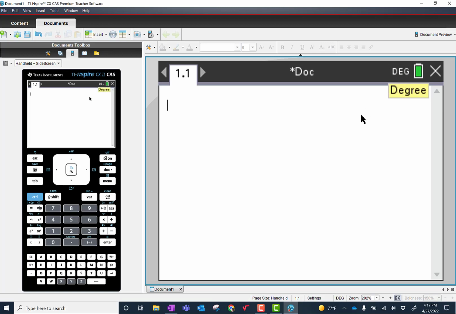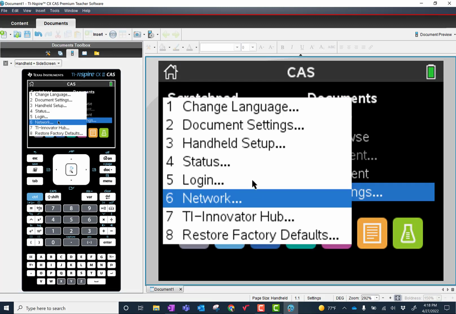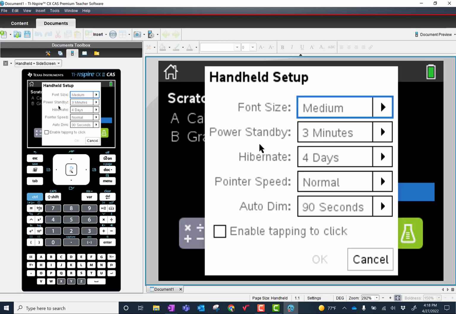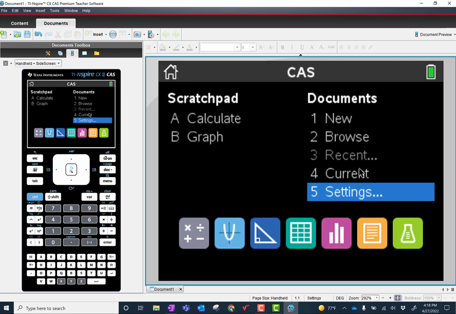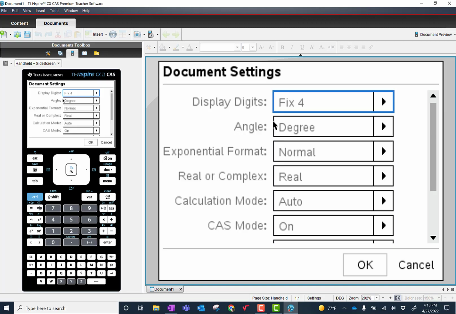If you don't have the new operating system, it takes quite a bit of work. You've got to go to the home button, go to your settings, your handheld settings, cancel. We've got to go to our settings, we have to go to our document settings, and we've got to change the angle right here from radian to degree.